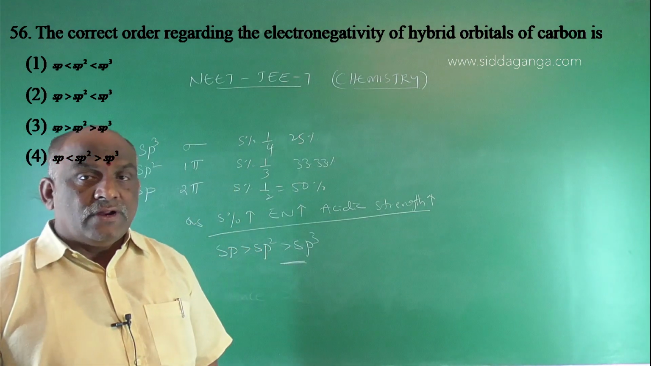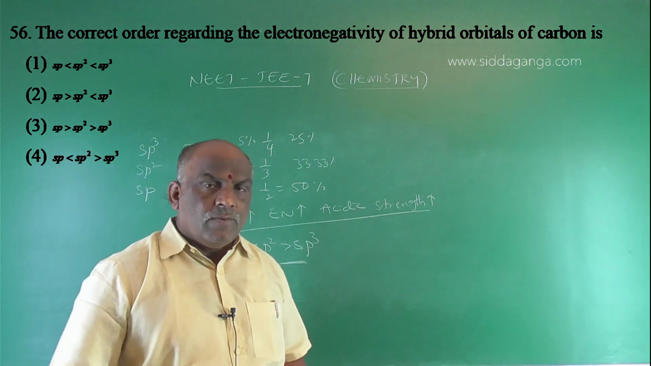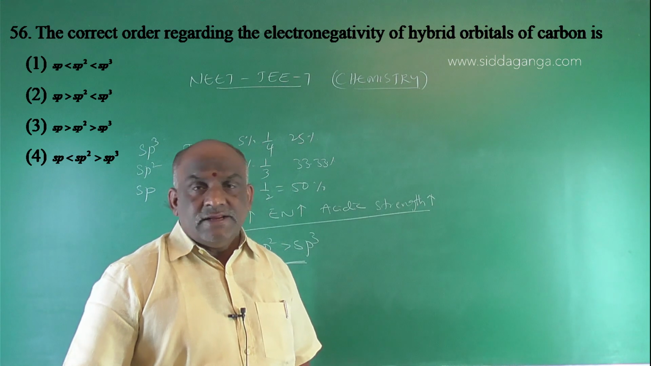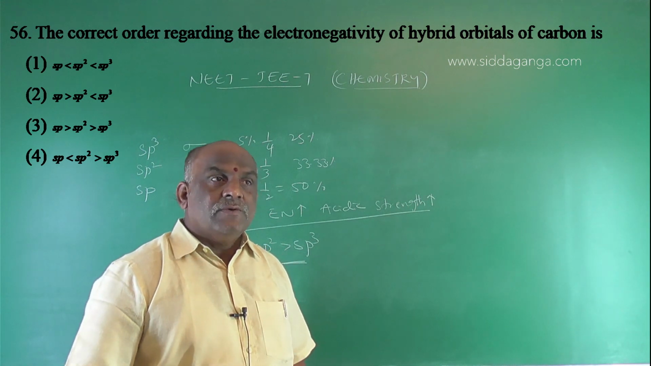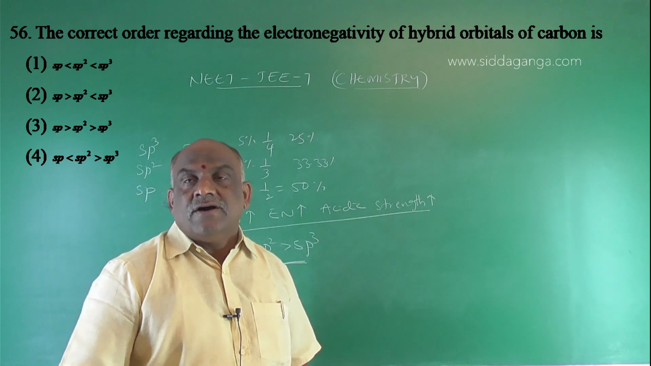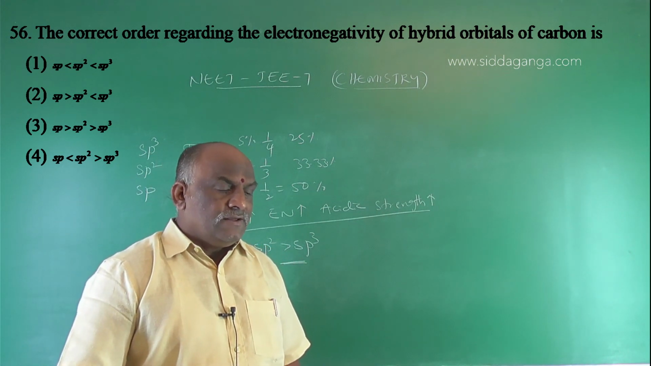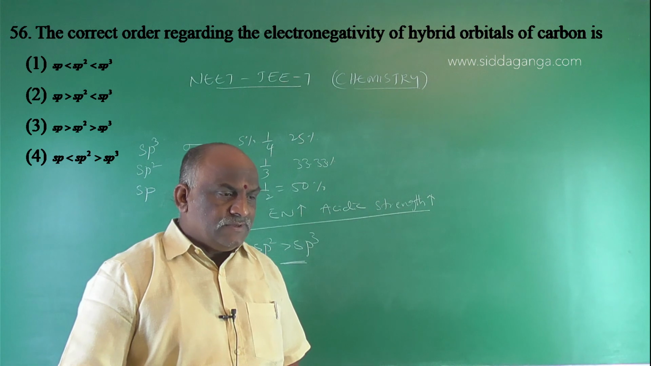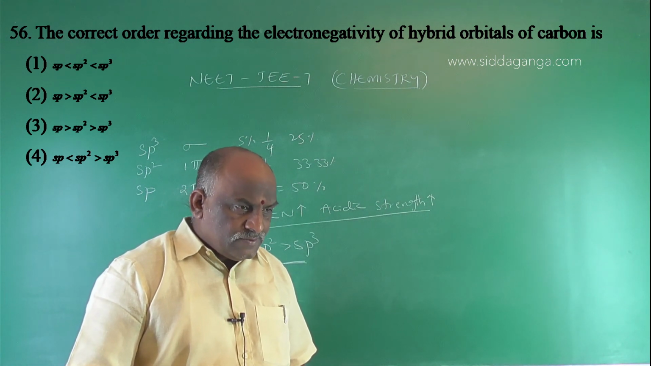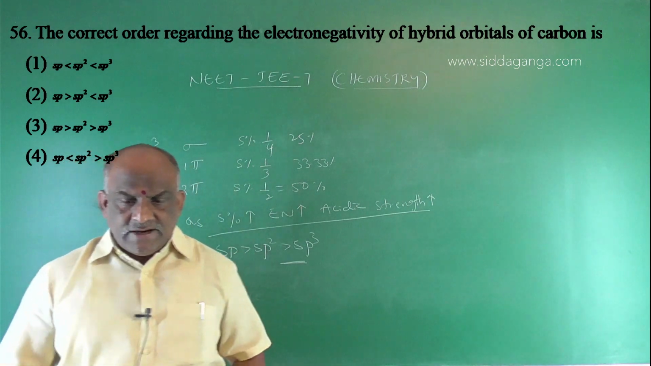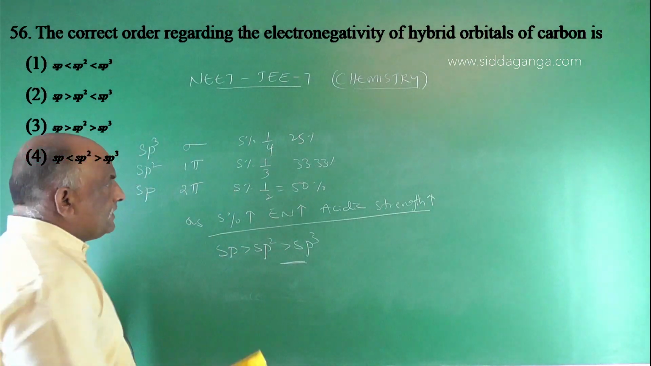Triple bond is more electronegative. Next is double bond. Next is single bond. Alkene is a double bond, benzene is also a double bond, and then alkane. So the third option is right: sp greater than sp2 greater than sp3. This is the right answer for this question. And next one.